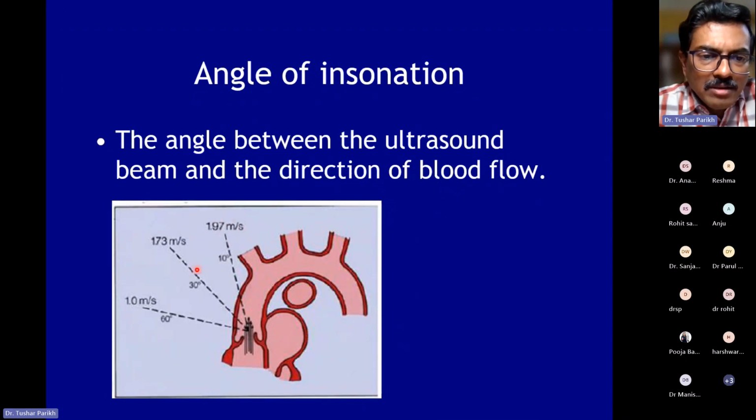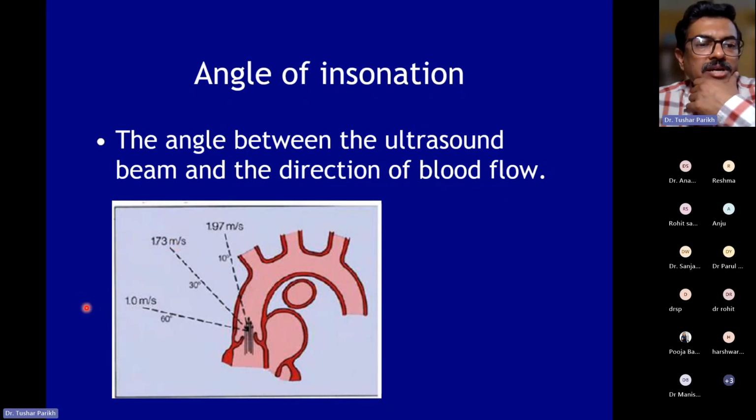Because of this angle of insonation, if the probe is here, you will get 1.97. But if the probe is here, the blood velocity is in this direction and the probe is in this direction, and this angle is 30 degrees, then with this 30-degree angle the velocity will be seen as 1.73. And suppose your probe is here and the blood is going in this direction.